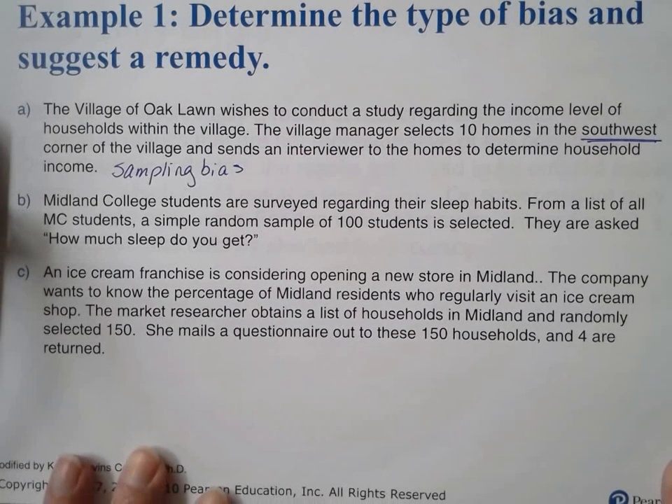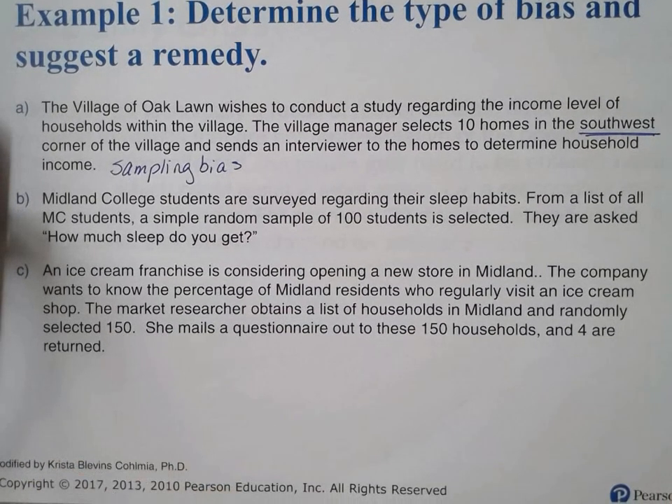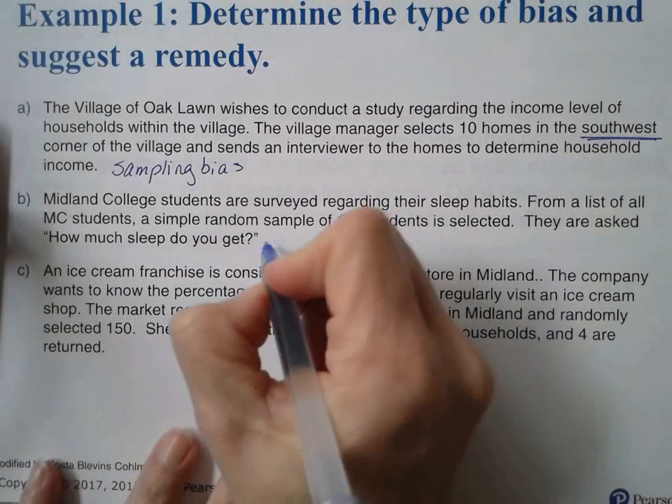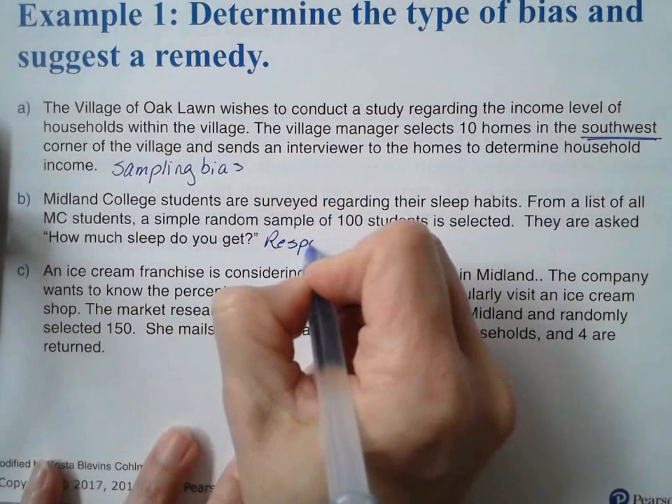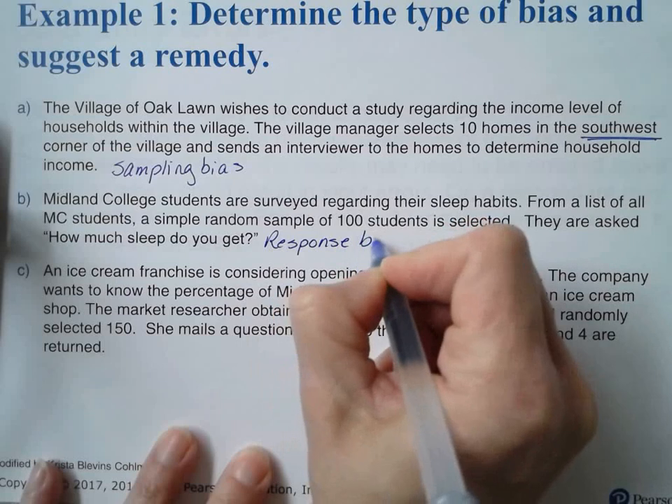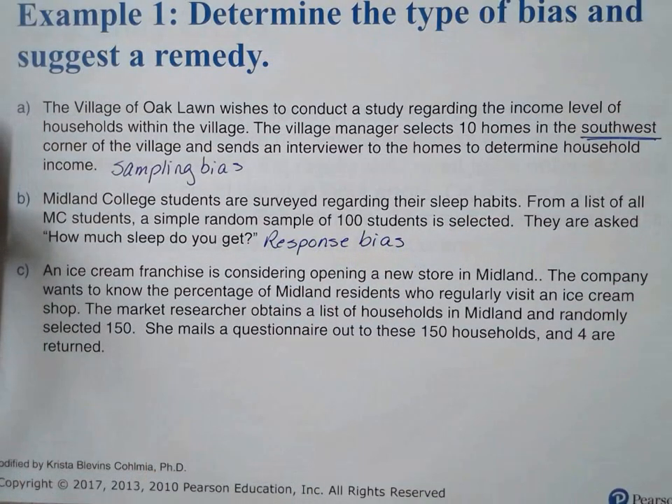Midland College students are surveyed regarding their sleep habits. From a list of all MC students, a simple random sample of 100 students is selected. They are asked, how much sleep do you get? That's a response bias. It's not really an awful question, I don't think, but it is a response bias.